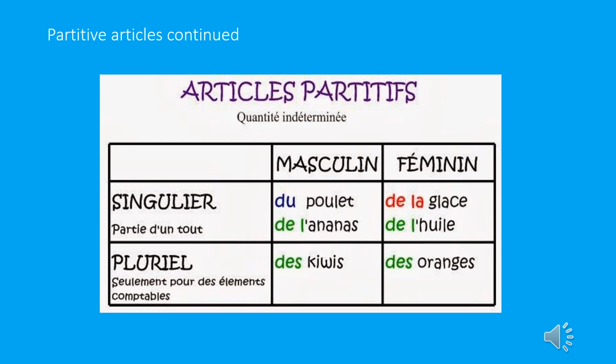So you can practice the pronunciations, how to say du poulet, de l'ananas, du kiwi, de la glace, de l'huile, des oranges, so that you can practice pronouncing these words.